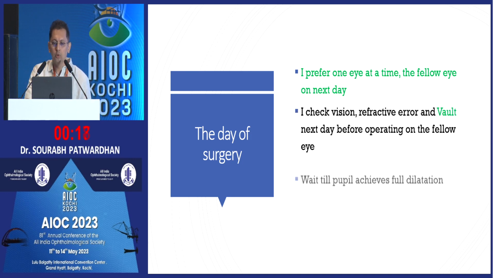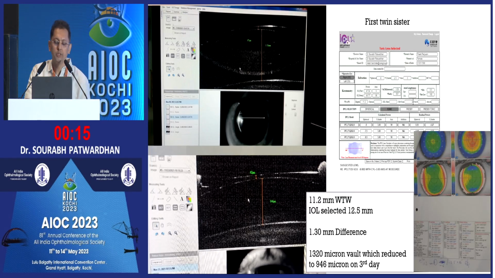Now I'll just skip through. I prefer one eye at a time because I want to see the world. I will just give an example of these twin sisters which I had operated. Both had same refraction, same refractive error. All things were same except white to white was 11.2 in one patient and 11.4 in another.